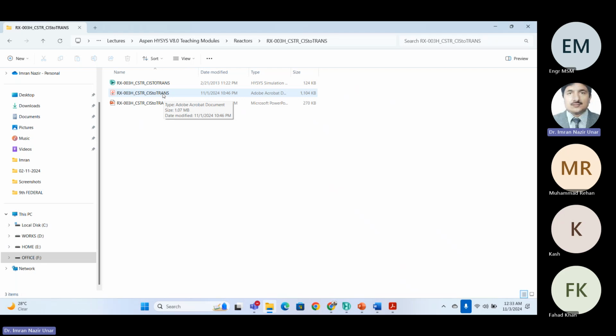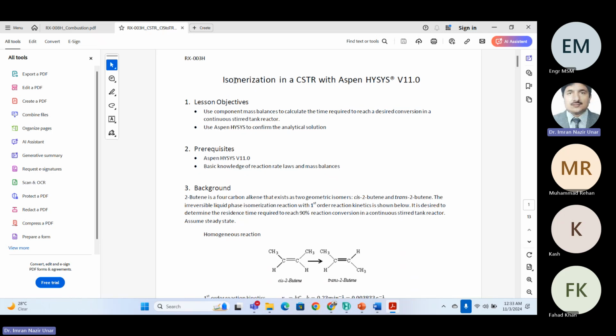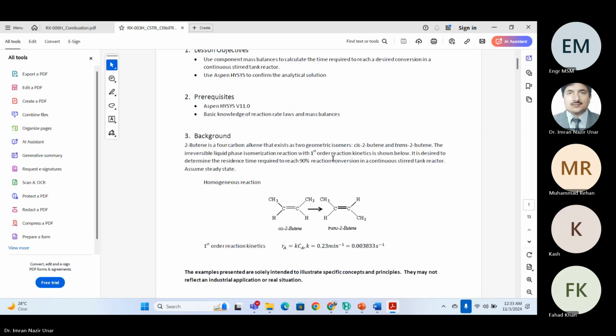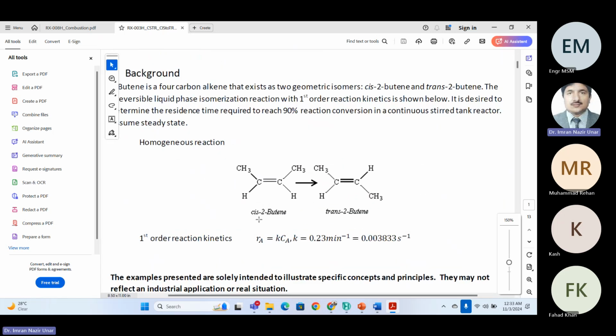Like this one, there are transesterification reactions and polymer reactions and this and that. For example, this is an isomerization and a CSTR with Aspen HYSYS. So it says isomerization: cis-2-butene is converted to trans-2-butene.